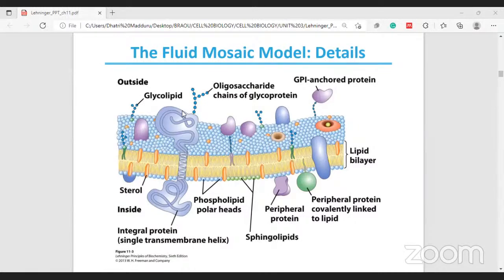And this is a transmembrane protein or integral protein. If this is outside, the portion present on the outside of the cell is called the extracellular domain, the one which is spanning inside is the transmembrane domain, and the one which is present towards the inside of the cell is the cytoplasmic domain.